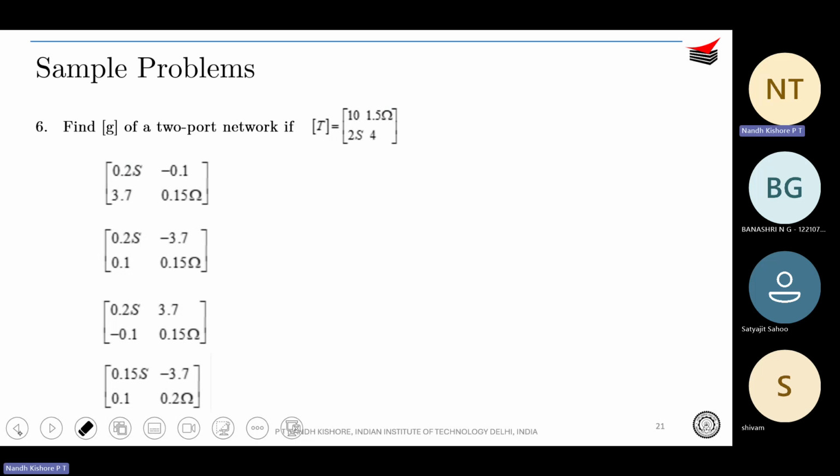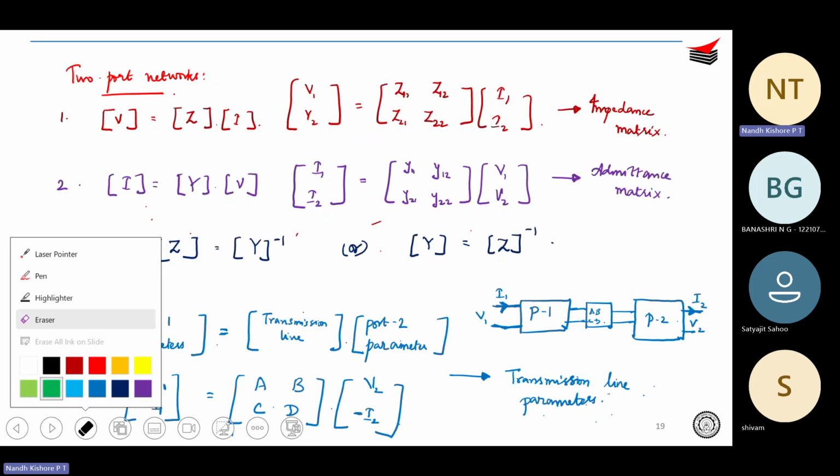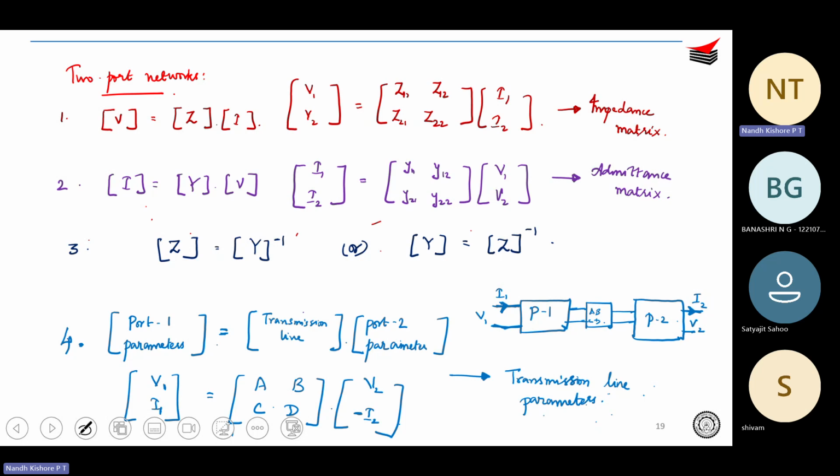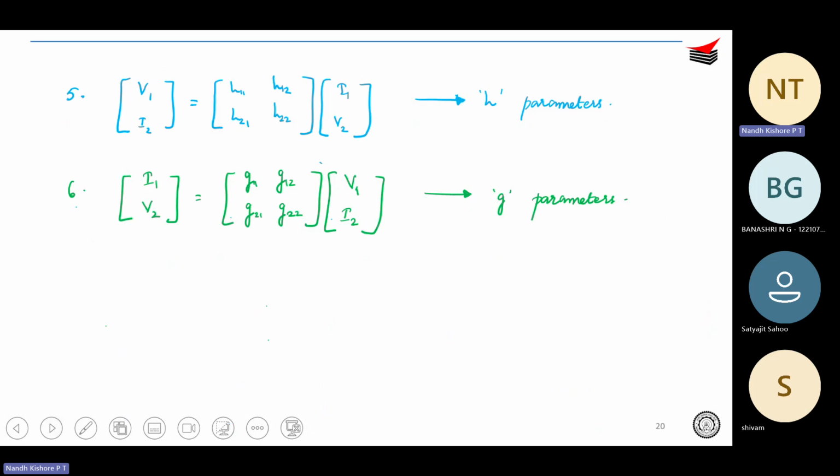Okay. So the first question. Before we go ahead, you can easily guess that since it's an impedance matrix, all the entries will have the unit ohm. Since this is an admittance matrix, you will have 1 by ohm, which is Siemens or capital S, as the unit. For A, B, C, D, and for H parameters and G parameters, individually the unit will differ. The unit can also be dimensionless.